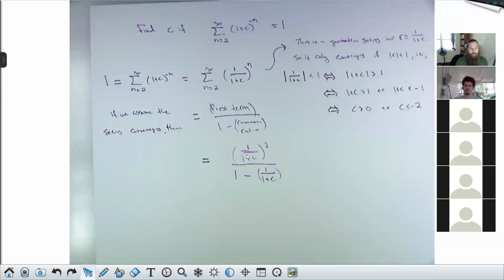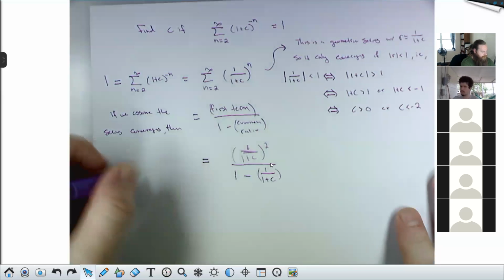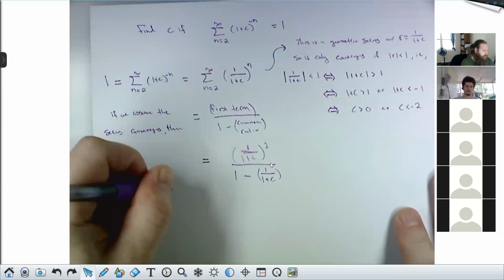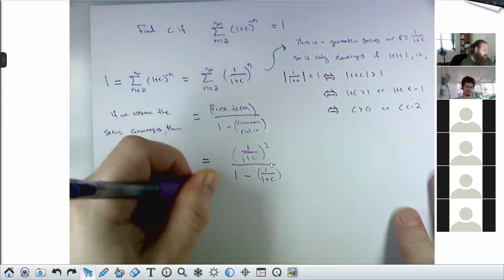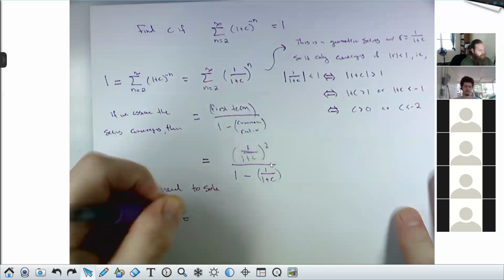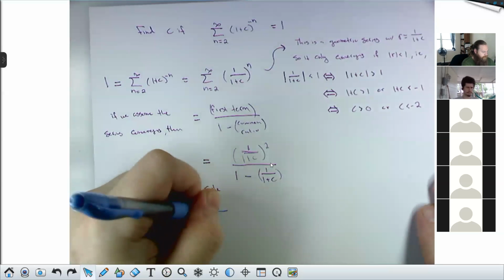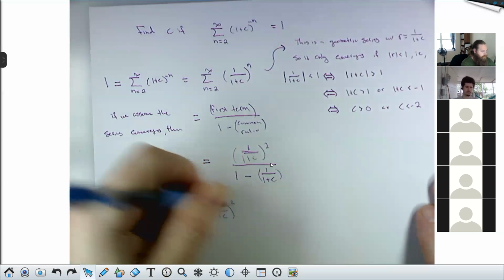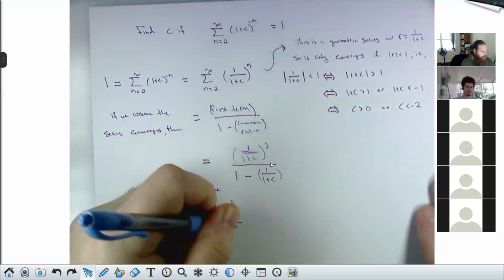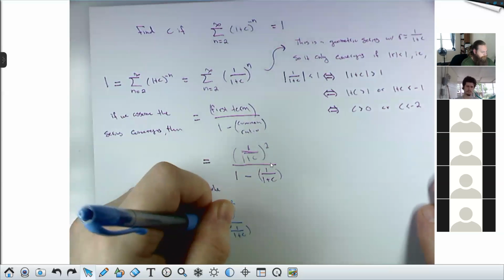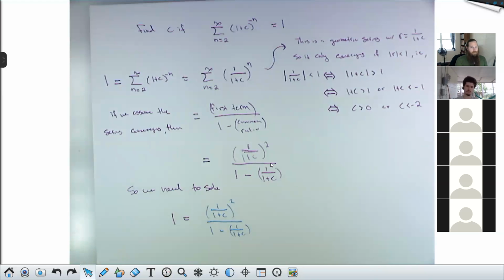And it's a somewhat complicated looking rational equation, but we can clean it up pretty significantly by multiplying top and bottom by 1 plus c. There's a bunch of ways to do this. So we need to solve 1 equals 1 over 1 plus c quantity squared over 1 minus 1 over 1 plus c. There's a bunch of techniques for solving equations like this, which hopefully you're familiar with.